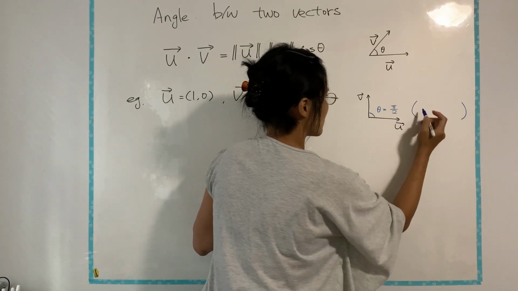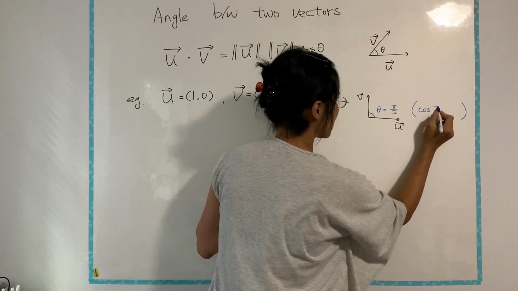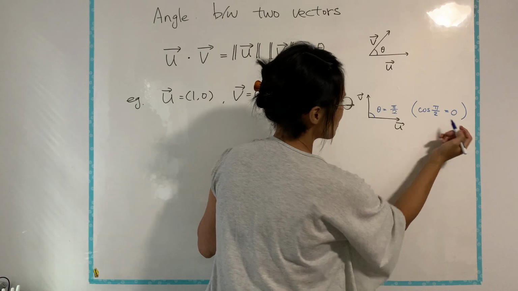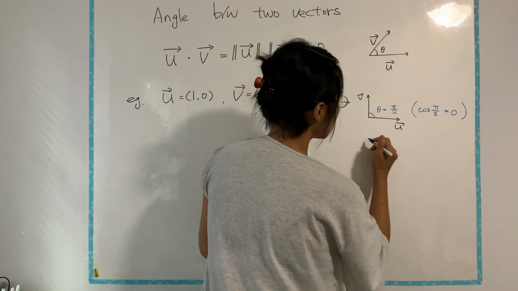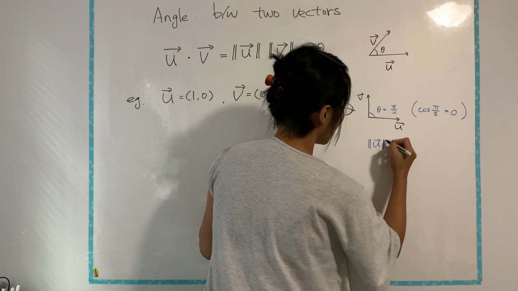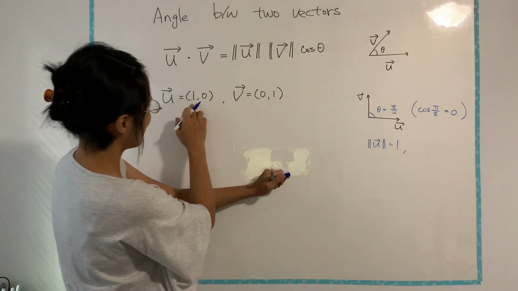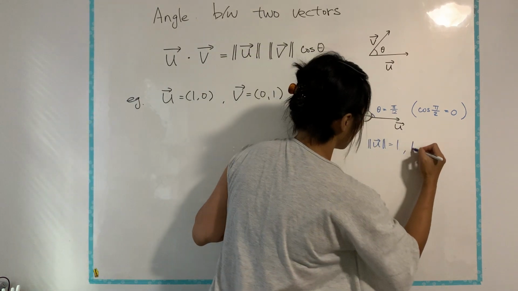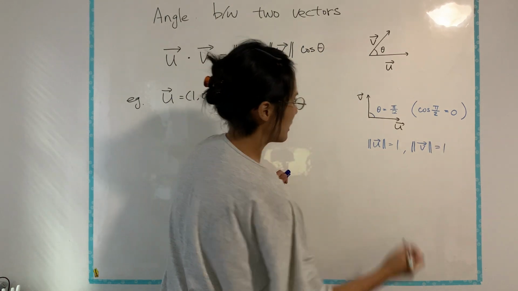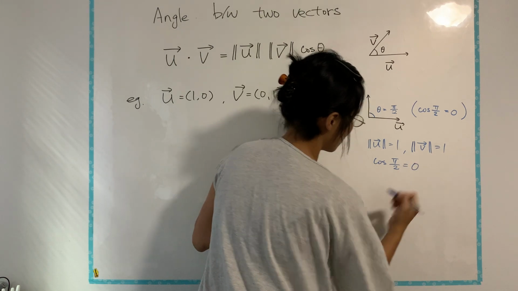And because I'm from trigonometry, we know cosine of a half pi equals 0. So here we secretly know something. We know the length of u is equal to 1, because this is a unit vector, 1, 0. We know the length of v is equal to 1. And we know cosine of a half pi is equal to 0.